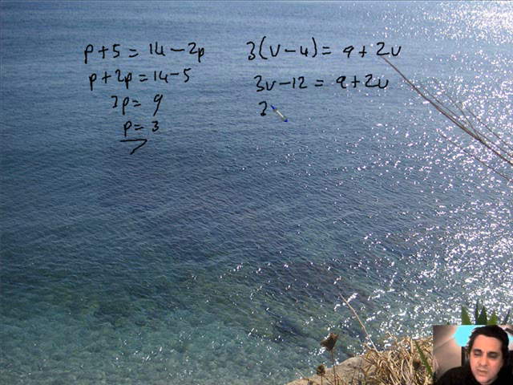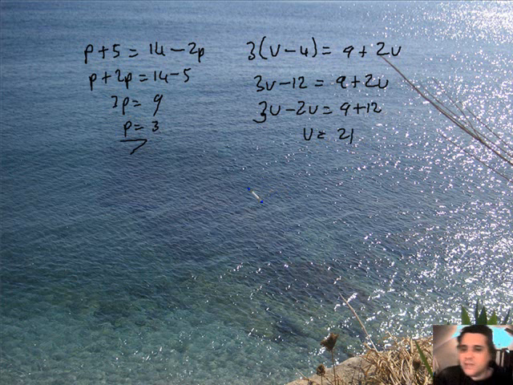Get the V's next door. So 3V, you come over here, take away 2V equals 9, look, hasn't moved. Minus 12, take over and plus it. 3V take away 2V is a single V. There you go, V equals 21. Sweet, isn't it? Nothing in it at all.